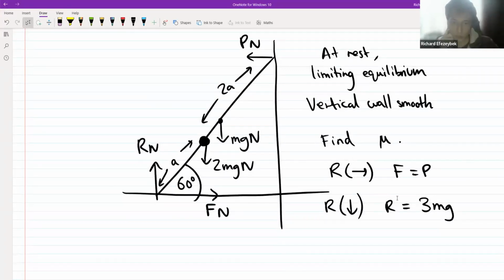Next thing we can do is take moments, and we want to take moments about a point which eliminates the most variables. A good choice seems to be right at the bottom of the ladder. We get rid of R and F because they're at a distance of 0 from the pivot. Another hint that we might need moments here is simply the fact that we're given distances, right? So this weight is a distance from A, from the bottom of the ladder, going along the slant height. So moments at ground.